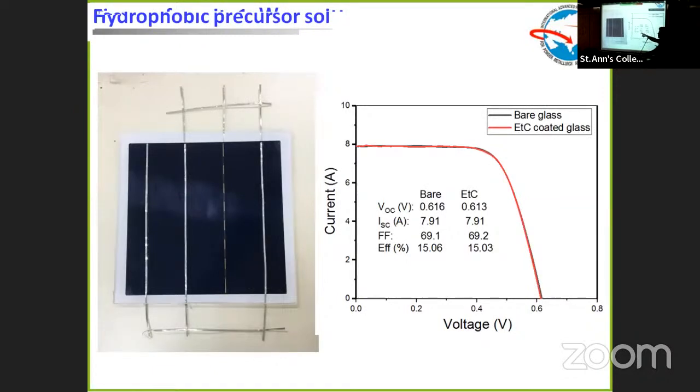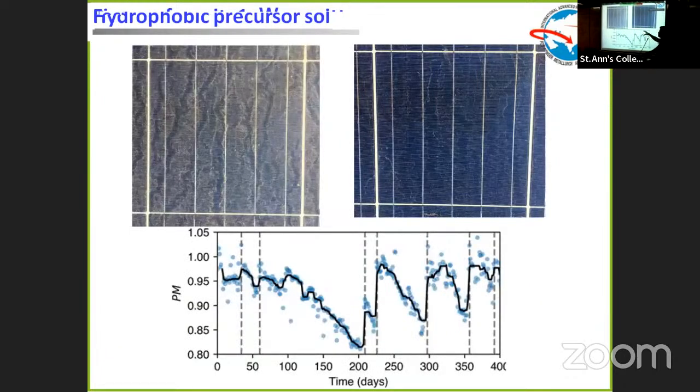Then we made a prototype to validate in the laboratory. This is called a mini module. We made a mini module with the coated and uncoated solar cover glass, and then tested its performance under simulated sunlight, and we found that there is no impact. So in the beginning, it means our coating is not disturbing the amount of sunlight entering into the device. And then we put it under the field.